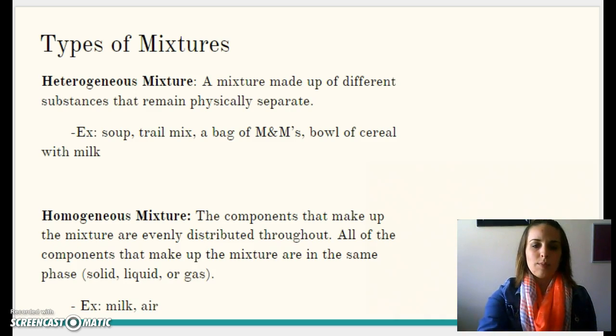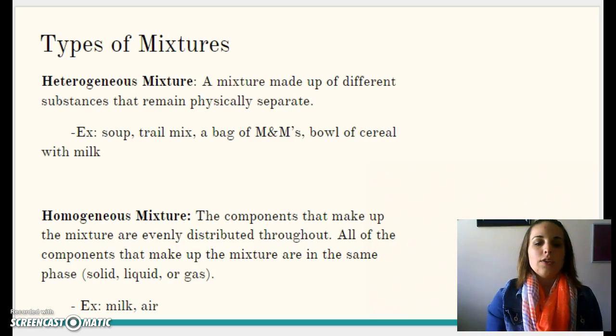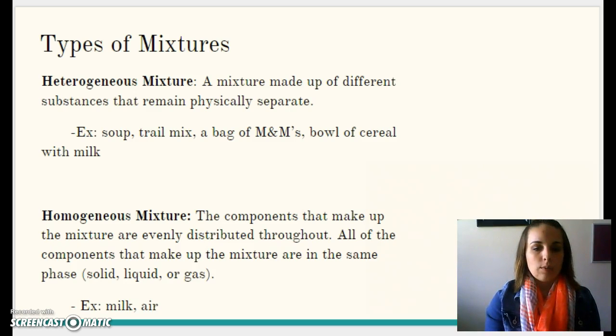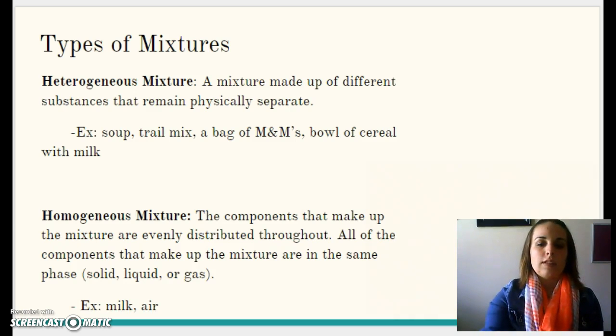Now the other type of mixture is a homogeneous mixture. And a homogeneous mixture, the components that make it up are all evenly distributed, and they're also the same phase. So if we look at one example, they would be all gases, like in air. There's many different types of gases that make up the air that we breathe. Or you could have all liquids or all solids. So homogeneous, they're the same. That's our root word here. Same, and they're evenly distributed throughout.